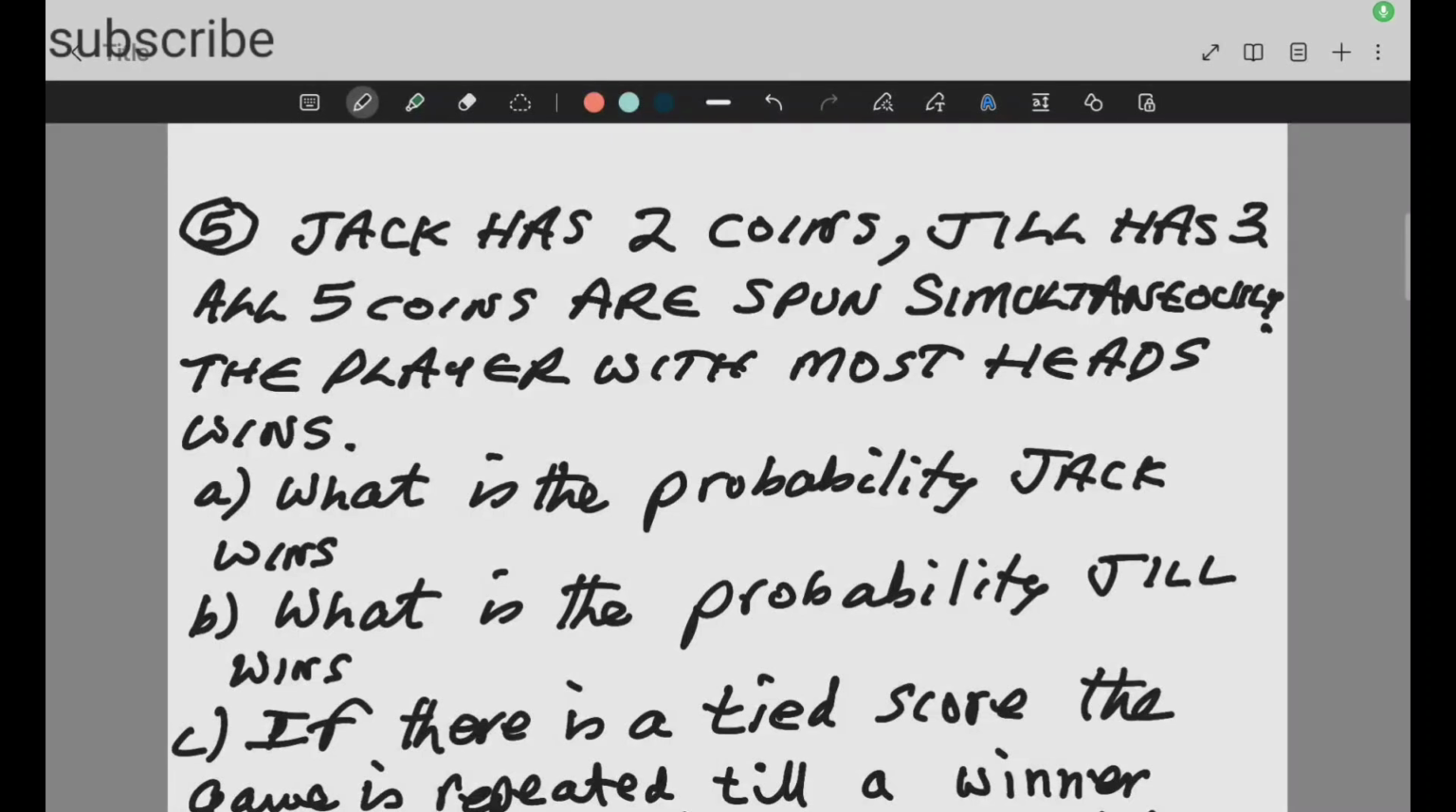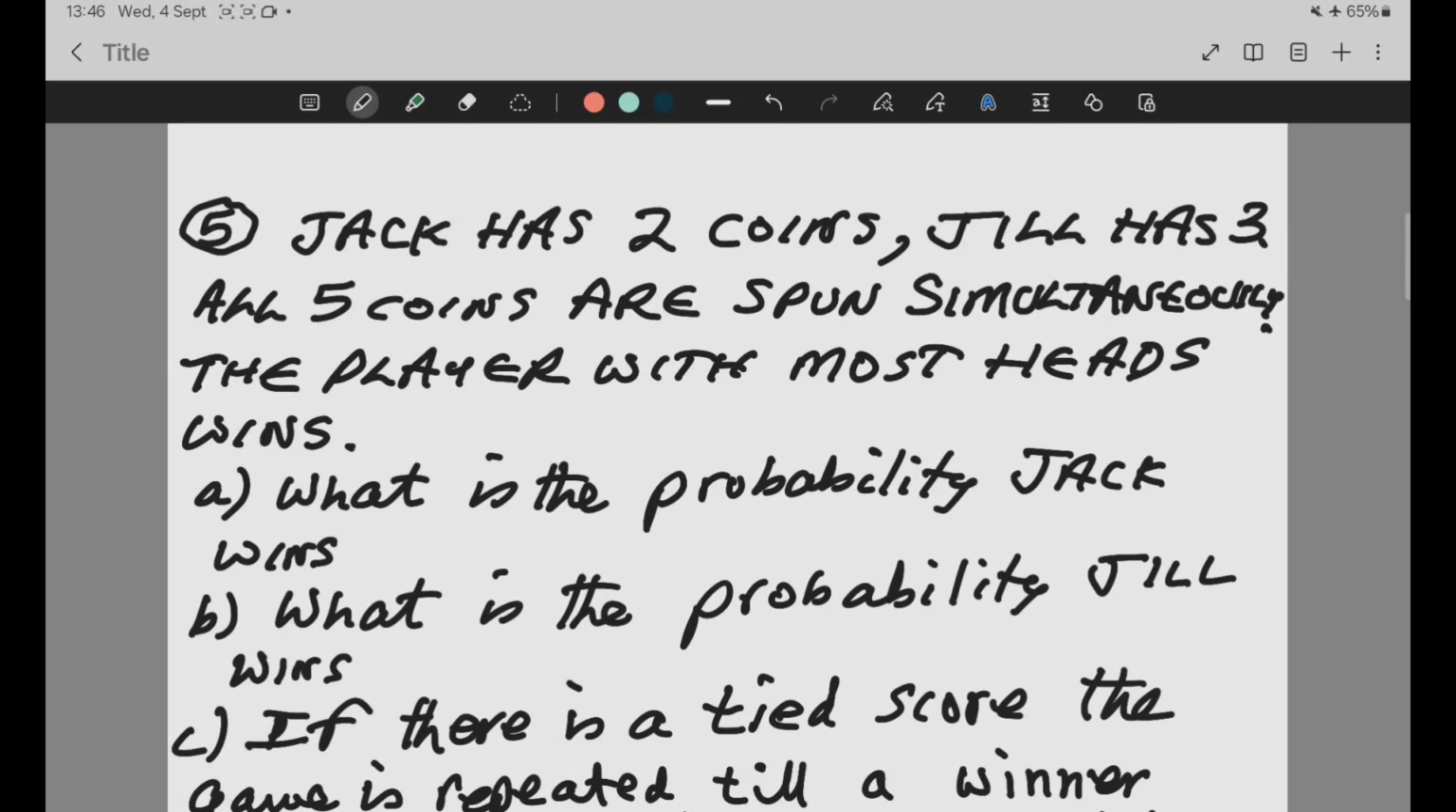Right, we come to the fifth question on permutations, combinations, probability. And the question goes like this. Jack has 2 coins, Jill has 3. All 5 coins are spun simultaneously, and the player with most heads wins. First of all, what is the probability Jack wins?